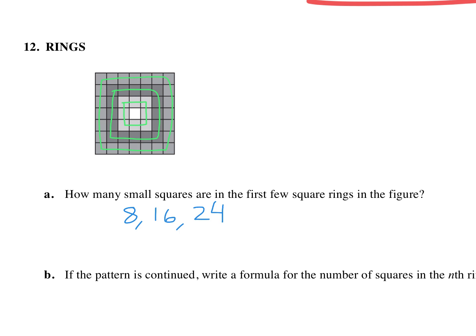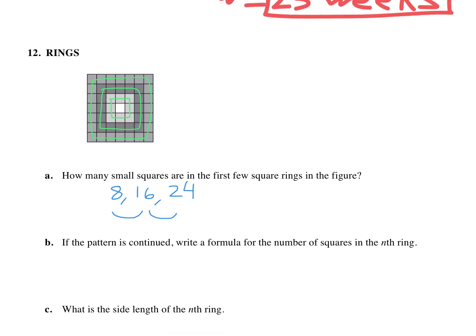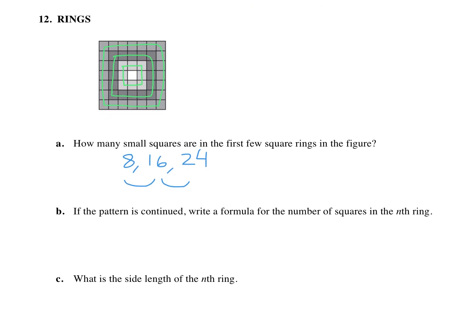So it looks like you could be doubling it, but then when you go from 16 to 24, that is not times 2. So it's plus 8. You need at least 3 terms to tell what the pattern is. If you can only see 2 terms, there's no way to tell whether it's arithmetic or geometric. You need to be able to tell if the pattern going from the first to the second number is the same as the pattern going from the second to the third number.